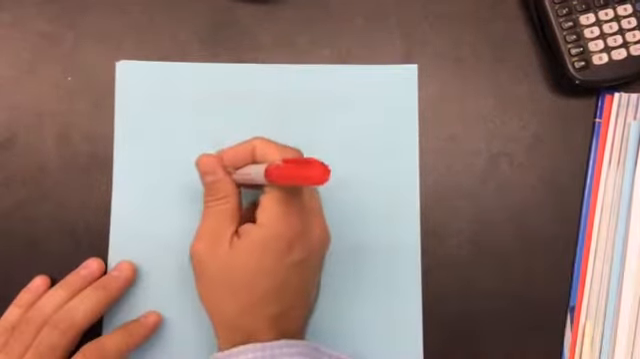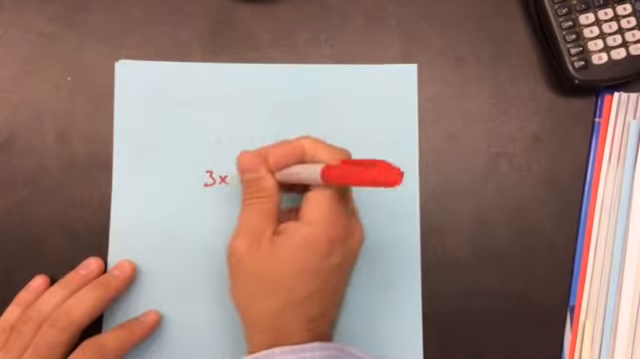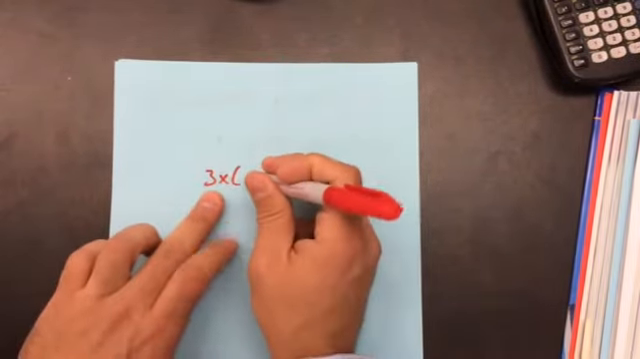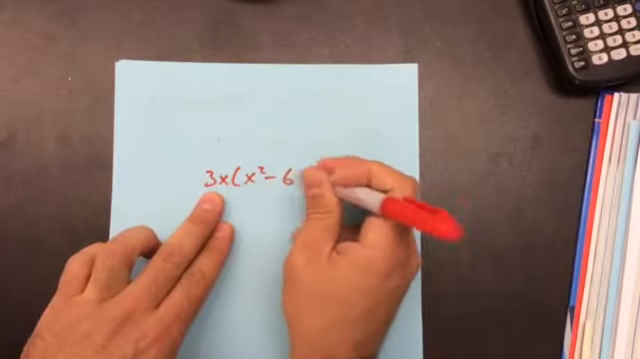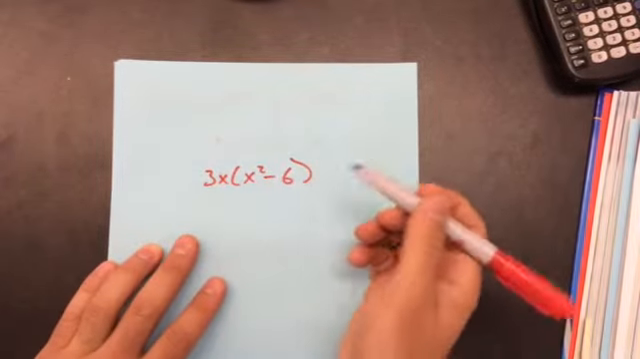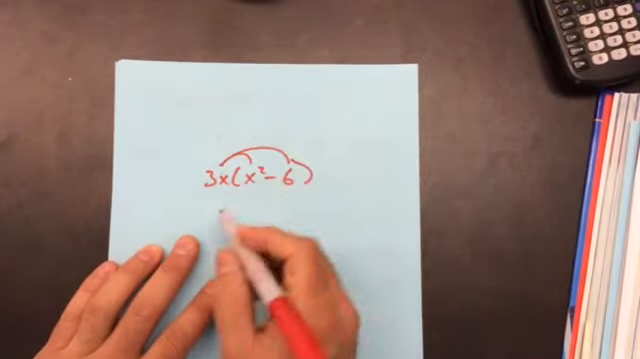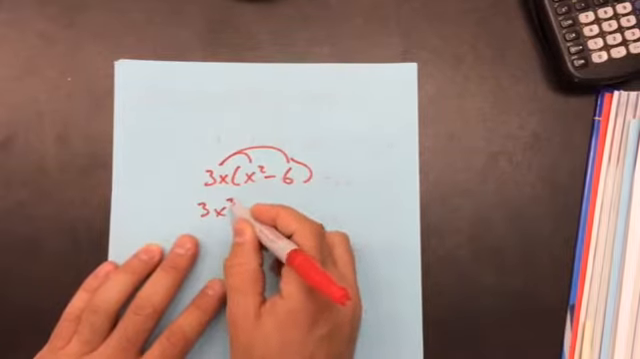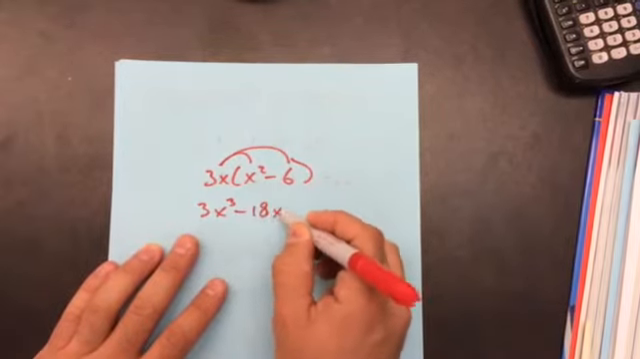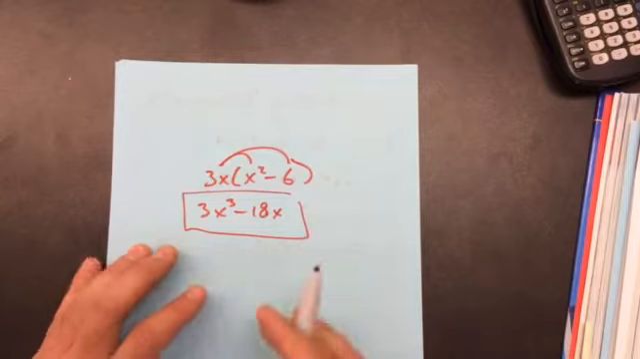So the first thing that I'm going to show you is just a very basic one that you guys have done before. Something like I have 3x, which is a monomial, times x squared minus 6, which is a binomial. So you guys have done this before. You just distribute. So we get 3x to the third minus 18x. And that's your answer. And that's really simple.